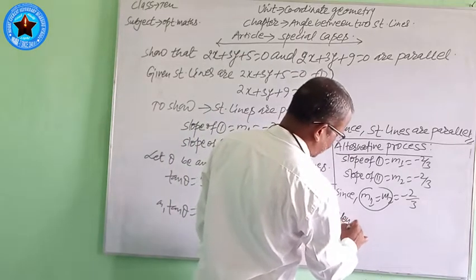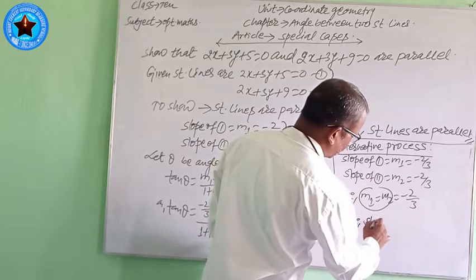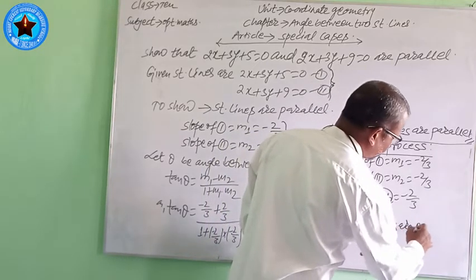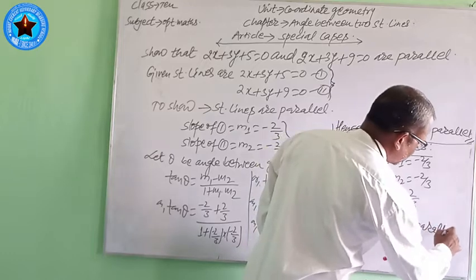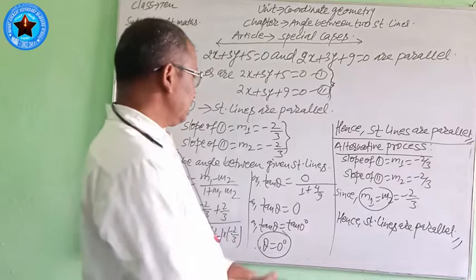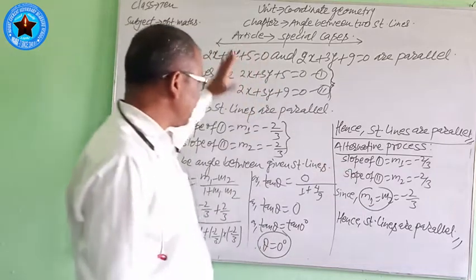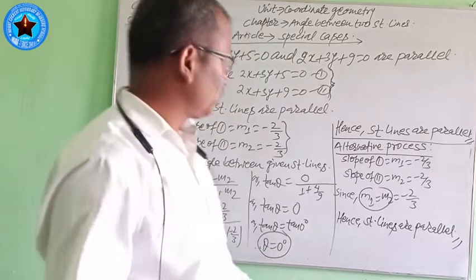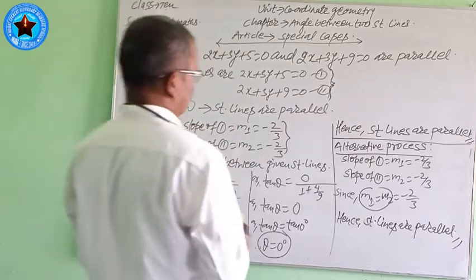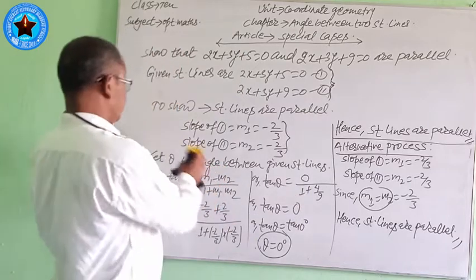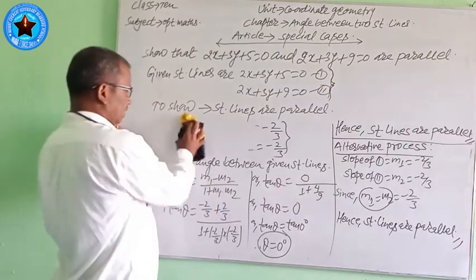Hence straight lines are parallel. In this way also you can find, and finding the angle also can be done. In two different ways we can find the solution of a question like this. Now you see the next question I am taking here.